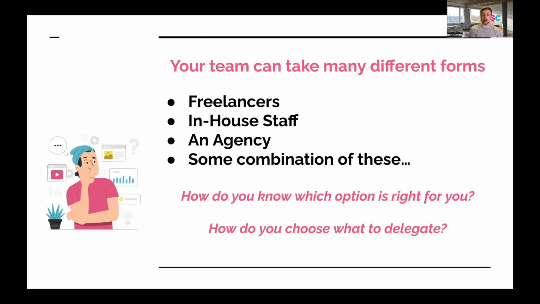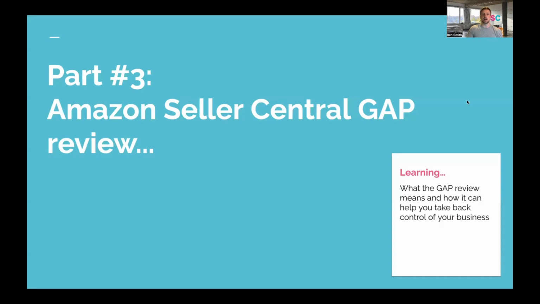And so the next two questions that come to mind are: how do you know which option's right for you? And how do you choose what things to actually delegate and what to keep in-house? And they kind of fold into each other. So in this next part, we're going to do what we call an Amazon Seller Central gap review. This is something that we do with our clients. Essentially, we're applying a consulting principle to our Amazon business lens.